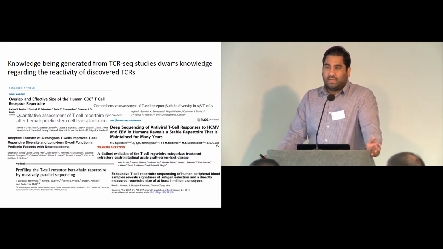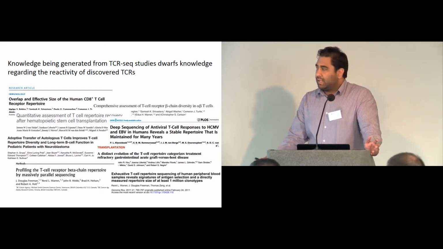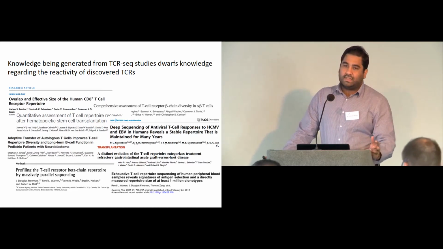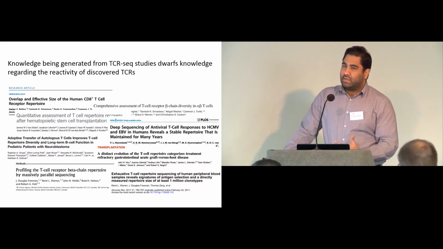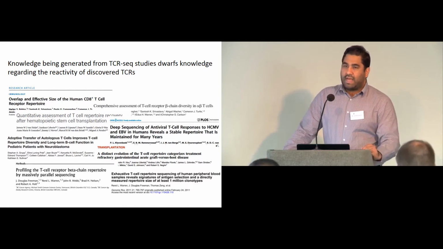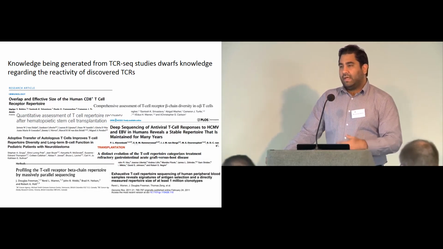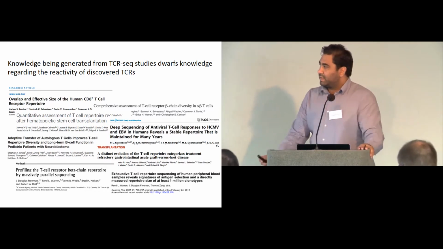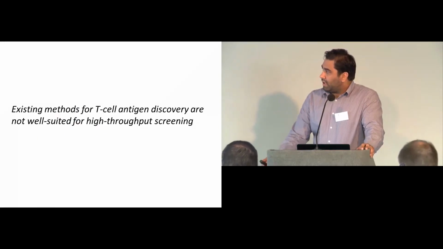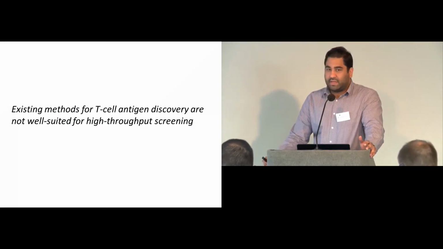So what we need is high-throughput methods to be able to take large sets of possible peptide epitopes and then test them against these clonotypes of interest in order to begin to map the reactivity between T-cell receptors and this enormous peptide epitope space that could exist. Unfortunately, existing methods for T-cell antigen discovery are not particularly well suited for high-throughput screening.